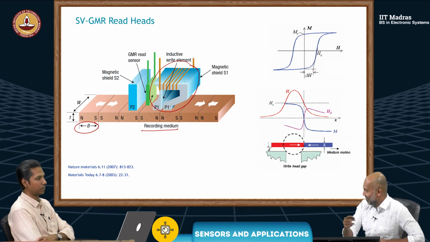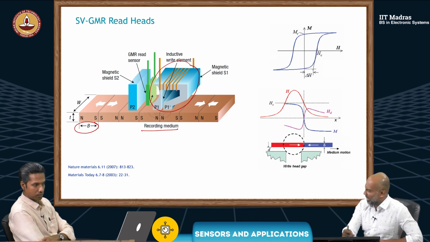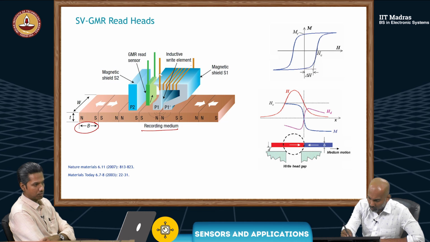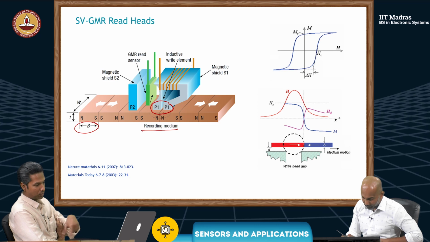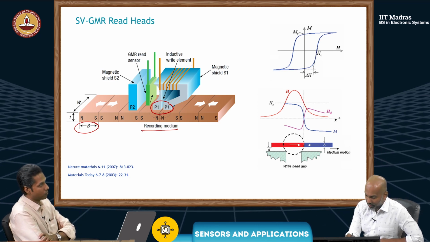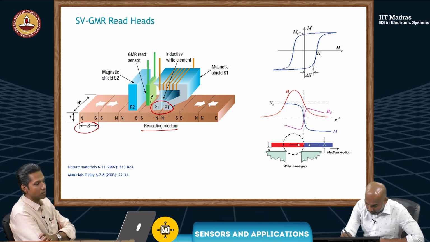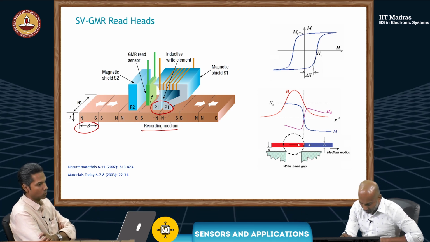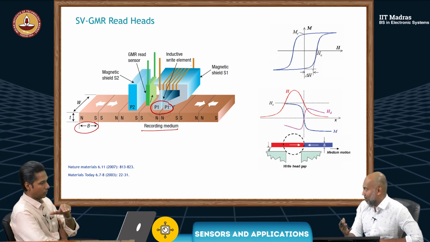You have a coil here, wrapped around something like a yoke. And that yoke has a very localized region here, so the field will be going through the bottom layer, between P1 and P1 dash. This field magnetizes the medium in the vicinity of this head gap.